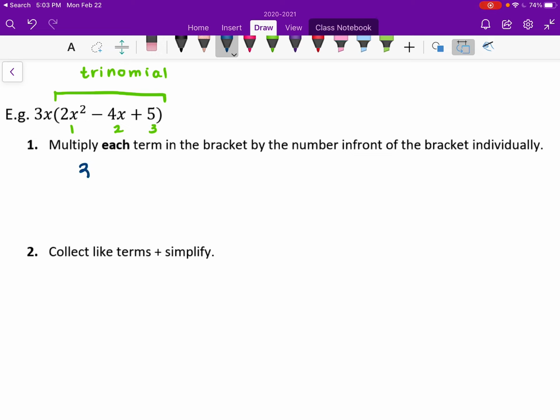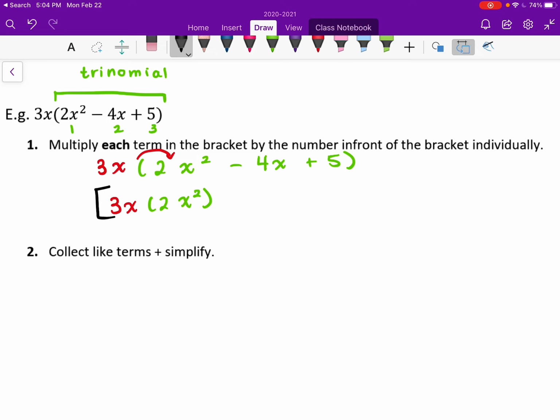So I'm going to write the 3x as this blue. Actually, let's write it as 10 to keep it consistent with our last one. And maybe now we'll use green. 2x squared minus 4x plus 5. So remember, terms are separated by pluses and minuses, right? So then we're going to do 3 times 2x. So 3x times 2x squared, right? So that's going to be in its own little bracket.